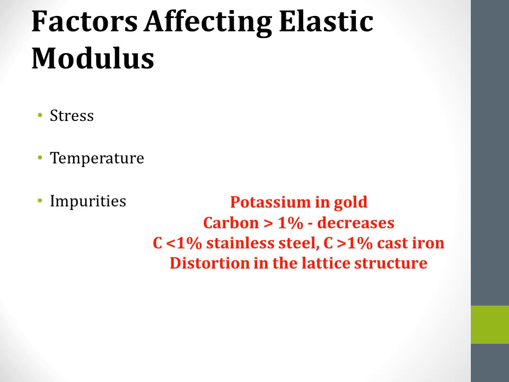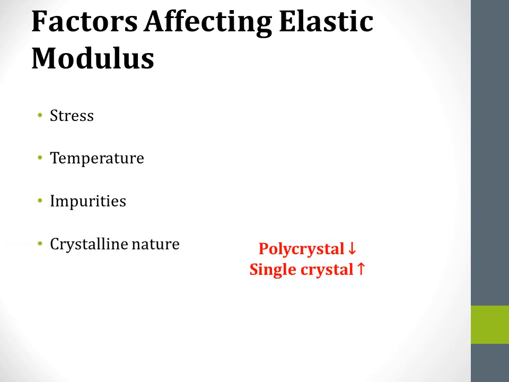The next factor which affects the elastic modulus is impurities. Impurities affect the elastic modulus in a varied manner. The increase or decrease of elasticity depends on the type of impurity which is added. When potassium is added to gold, the elastic property of gold increases. When carbon is added to molten iron, the elastic property of iron decreases, provided the carbon content is more than 1% in iron. The next factor which affects the elastic modulus is the crystalline nature.